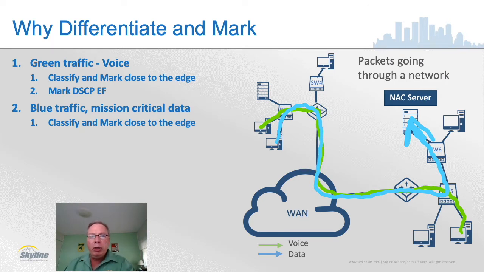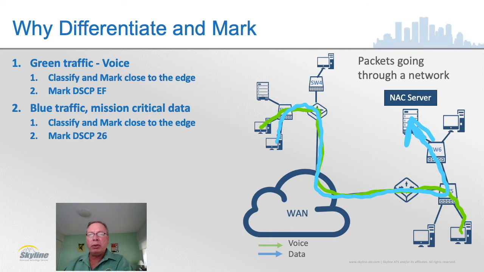So what we do is we follow this concept of classify and mark as close to the edge as possible. That way, we can have the edge device, in this case a switch, do all the high CPU recognition, recognize all these fields, and then we would tell it to mark that data. That way, as that data flows through our network, the criteria the subsequent machines need to look for is far smaller than it is at the edge.